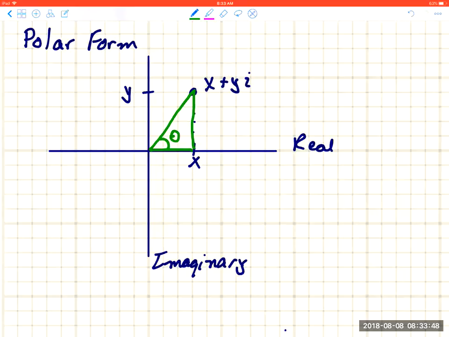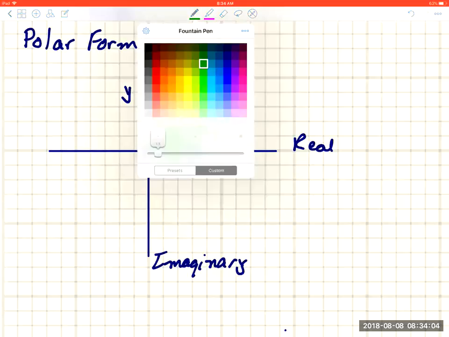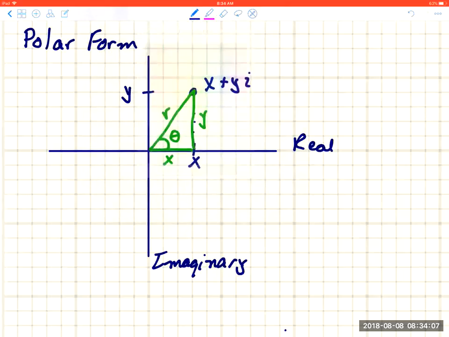If we think about this in terms of our unit circle, you see where I'm going here, don't you? I've got a radius and an x length and a y length, yes? Which means that I can talk about this angle in terms of trigonometric functions, because x can be written as r cosine theta. Y can be written as r sine theta.